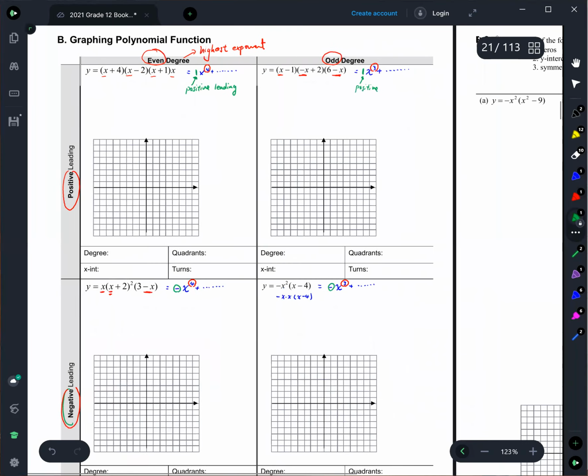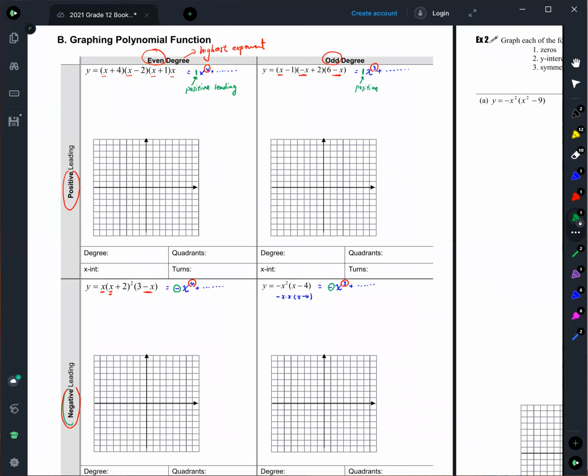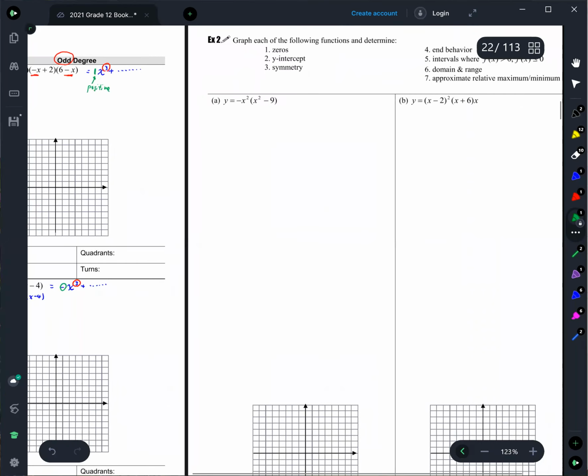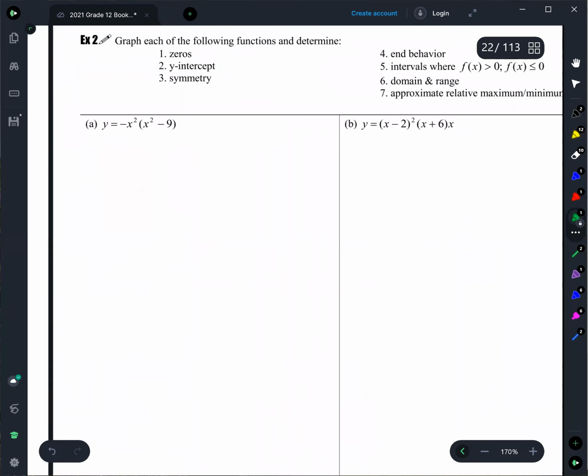Okay, so it could be even positive, odd positive, even negative, and odd negative. All good. So for example, the question you will see will be something like this. The very first thing is to tell whether it belongs to even positive or even negative, odd positive or odd negative. First you check even or odd, and then you check positive or negative.